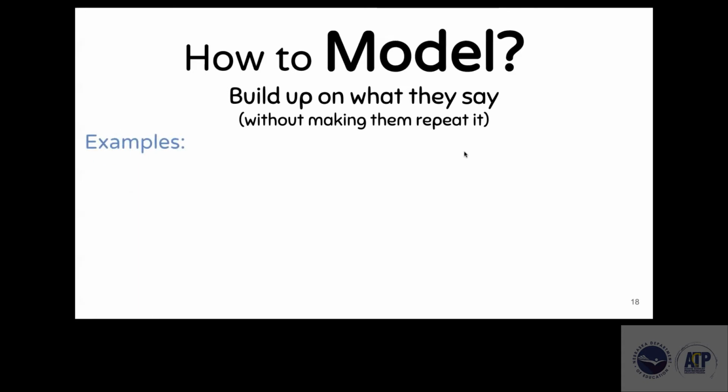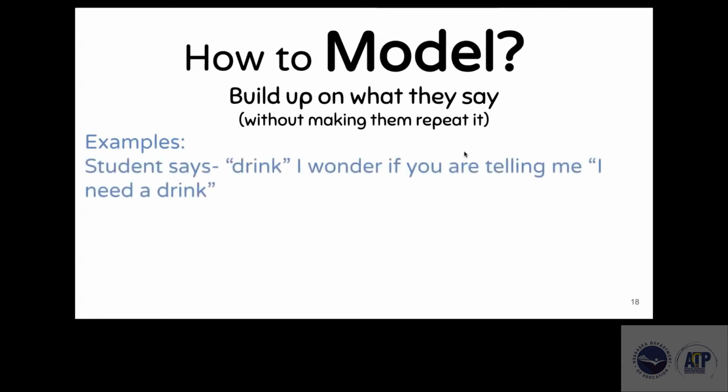So some examples of build up. If the student says drink, we wouldn't want to then say, oh, now tell me in a full sentence on your device, but you can model a phrase and build up from what they just said. So if they said drink, you could say, I wonder if you're telling me I need a drink. Is that right? Or you could even just leave it at that.